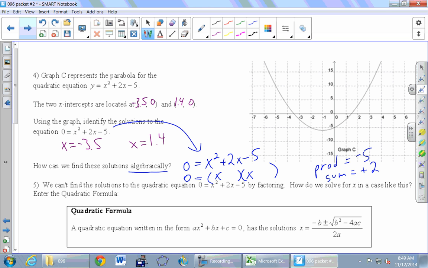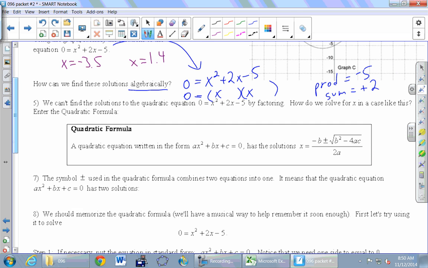So the fact is this one just doesn't factor. That's no surprise, actually. Most of them don't factor, and the only reason almost all of them factored on the previous night's homework was because they were selectively chosen, so you could factor them. But most of them don't factor. So we've got to have some different technique. So the different technique is this thing called the quadratic formula.